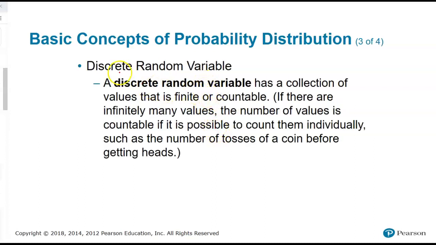Okay, in this chapter, we're going to specifically look at discrete random variables. In chapter 6, we'll look at continuous random variables and the difference. So a discrete random variable has a collection of values that's either finite or countable. If there are infinitely many values, the number of values is countable if it's possible to count them individually, such as the number of tosses of a coin before getting heads. So we might have to go a long ways before we get heads, but we may not know exactly when that's going to be, but it is possible to count them individually as we go. So this goes back to chapter 1, where we talked about discrete being things we can count, continuous being more measurable with infinitely many possible values.